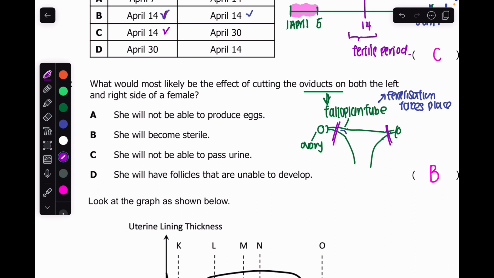In that case, she will become sterile. Sterile just means that she's not able to produce any more children. She can't produce any more children because it is impossible for the sperm to meet the egg, because now the highway has been cut off.